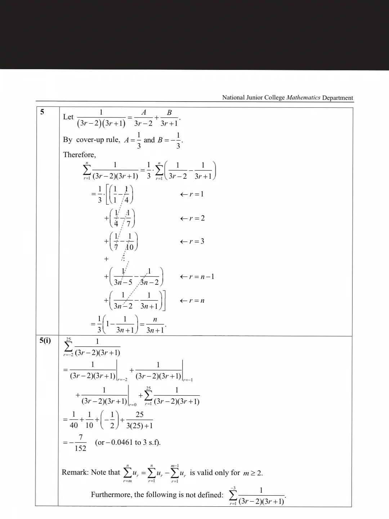For question 5, you're supposed to express the expression in partial fractions first. So I think this part most of you can do. Once we express 1 over (3r minus 2)(3r plus 1) into partial fractions, we can now express it as a sum of a difference of two terms. When we can express it as a difference of two terms, we can apply the method of differences.